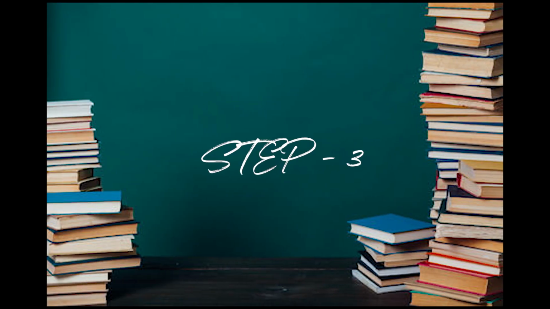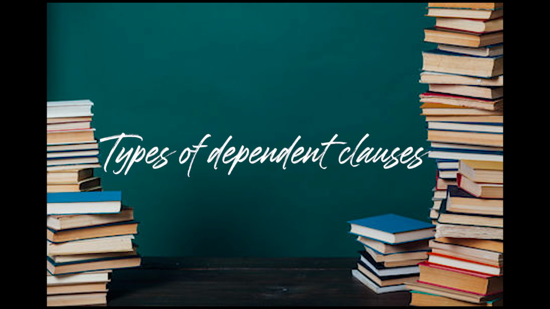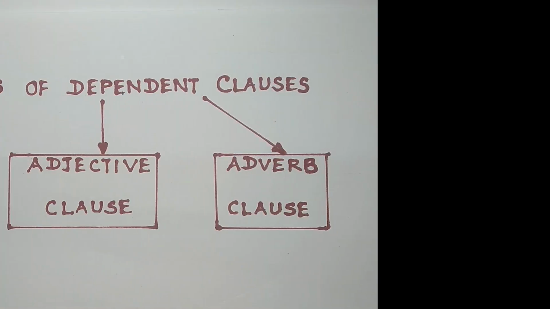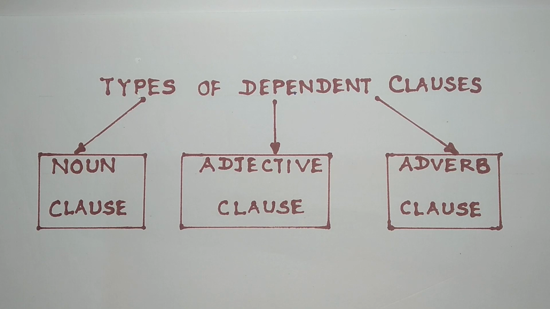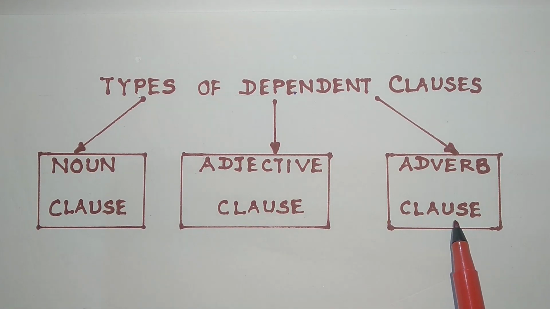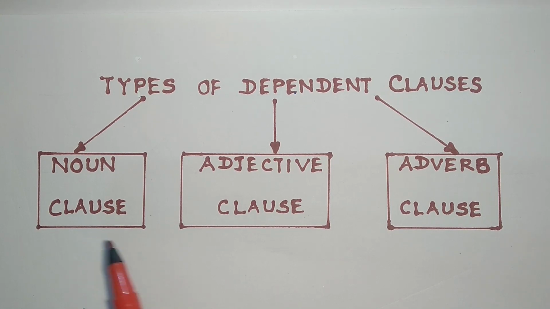Now we come to the third step. Types of dependent clauses. Well, there are three types of dependent clauses. Dependent clauses तीन टाइप के होते हैं. First, noun clause. Second, adjective clause. And third, adverb clause. Noun clause does the work of a noun. Noun clause noun का काम करता है.